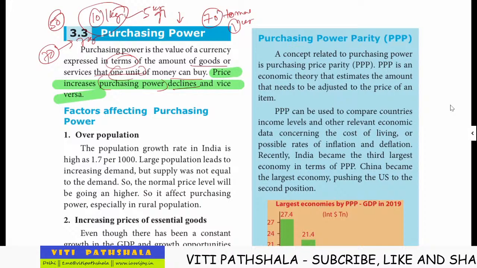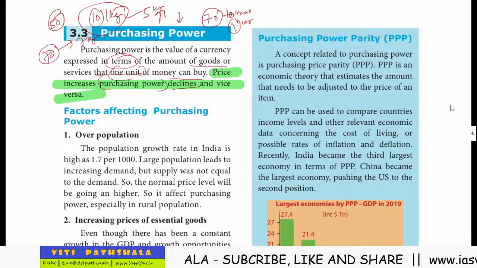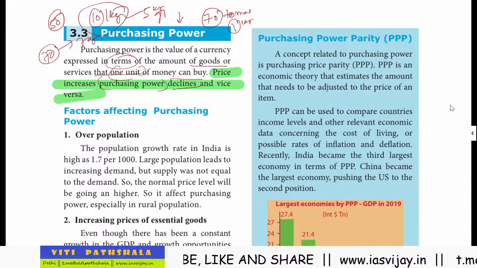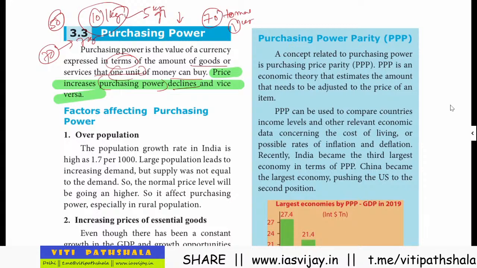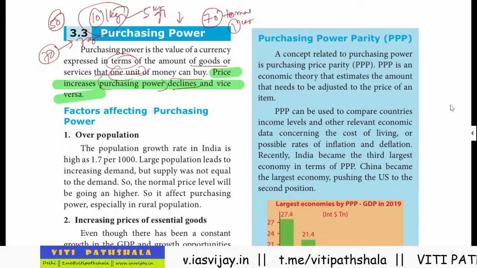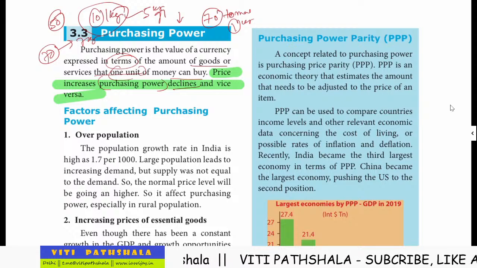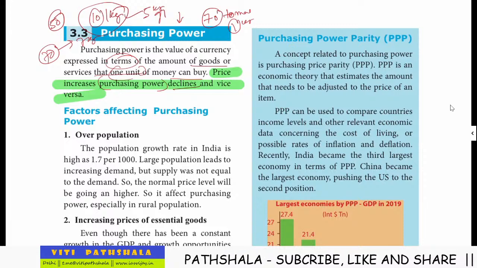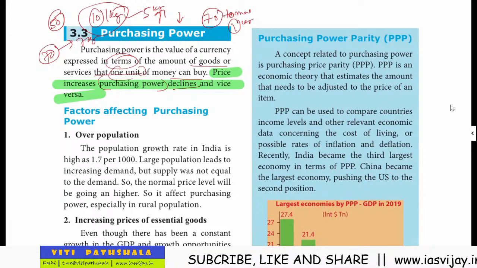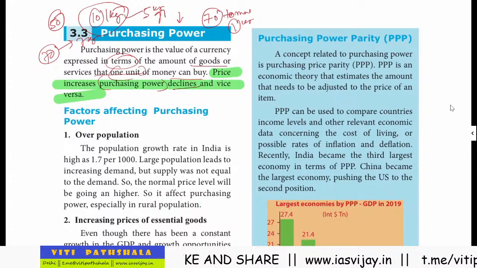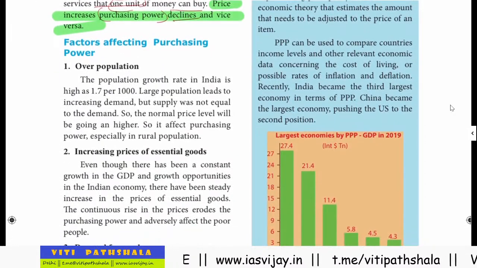So what is the difference? This is the difference between 1 kilo and 7 kg. So as the price of the tomato has risen, the purchasing power has become less. तो जैसे ही प्राइस बढ़ा है, एक व्यक्ति की खरीदने की क्षमता वो घट गई है. Now factors affecting the purchasing power.